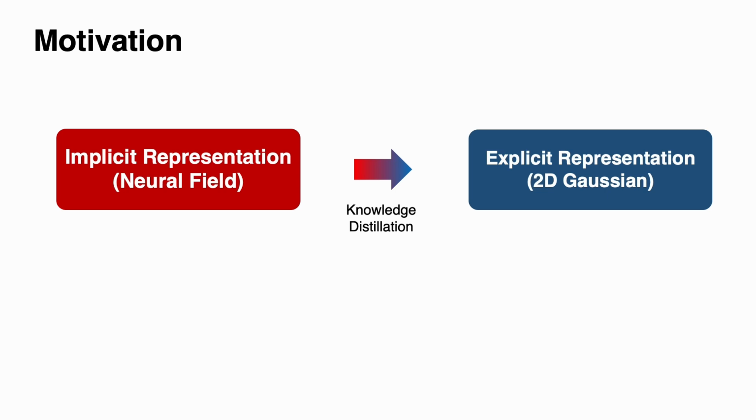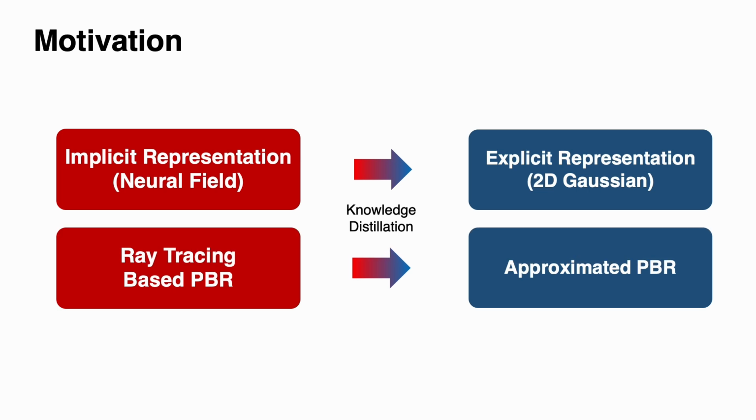Based on the above observation, to accelerate the rendering speed, we propose to distill the knowledge from an implicit teacher model to a 2D Gaussian splatting-based explicit student model, to take advantage of fast rasterization of Gaussian splatting. We further replace the time-consuming ray tracing-based PBR with an approximated fast PBR pipeline.